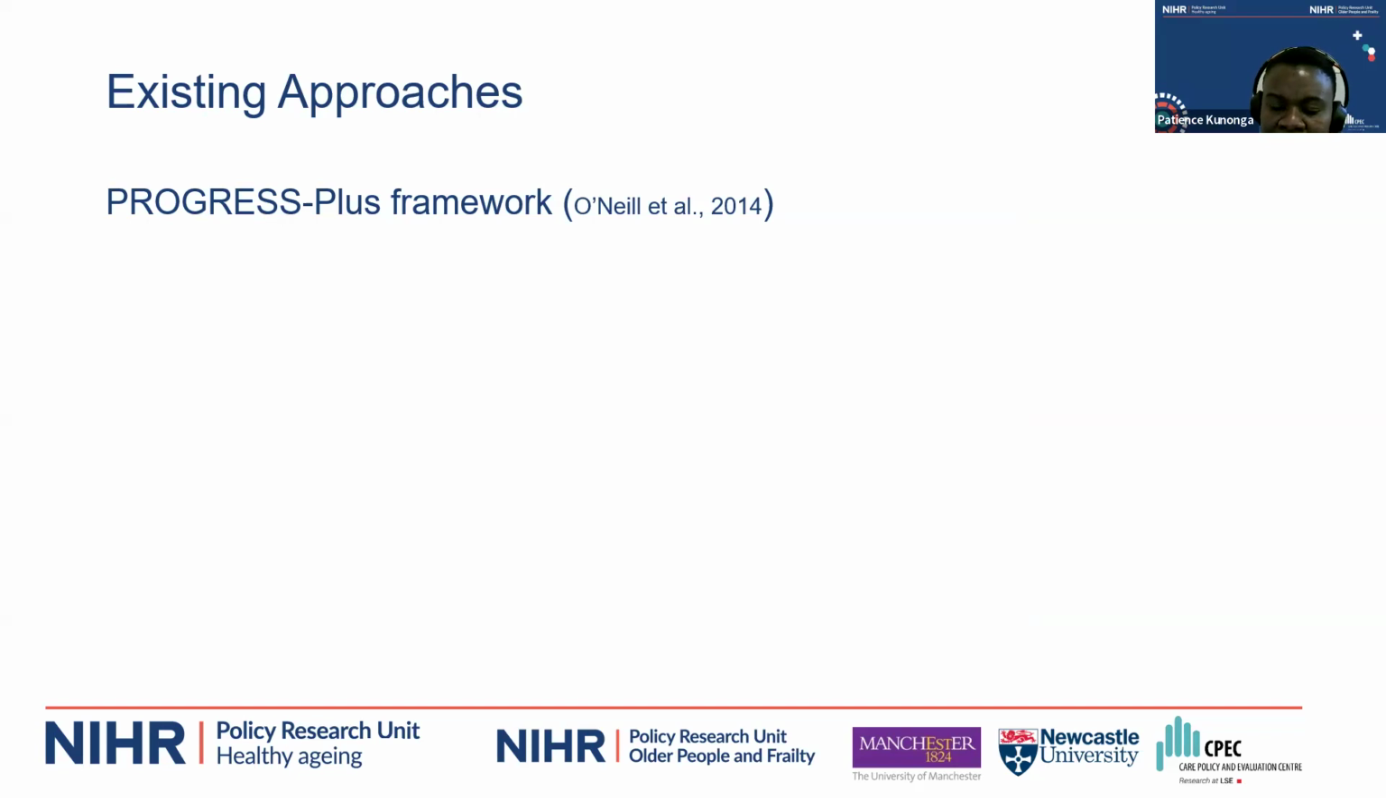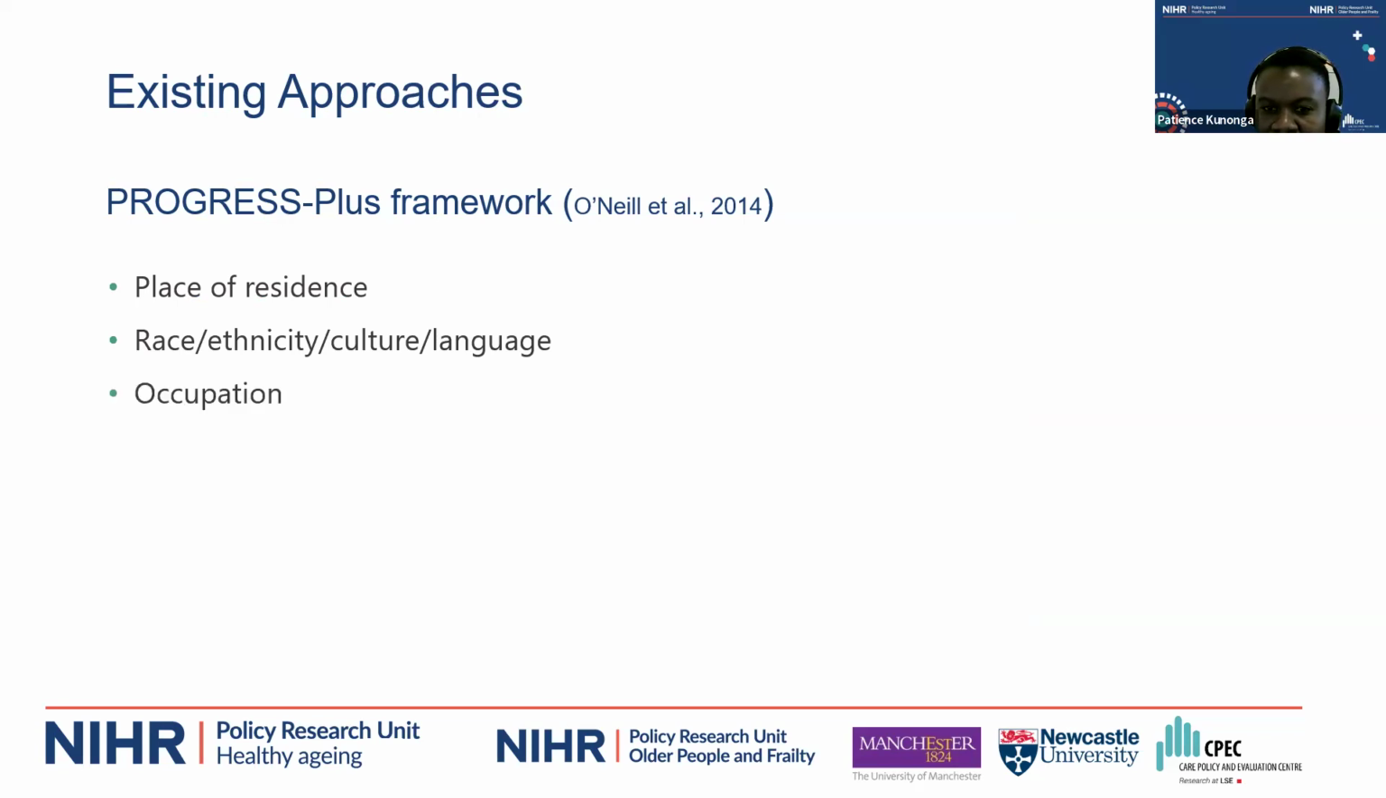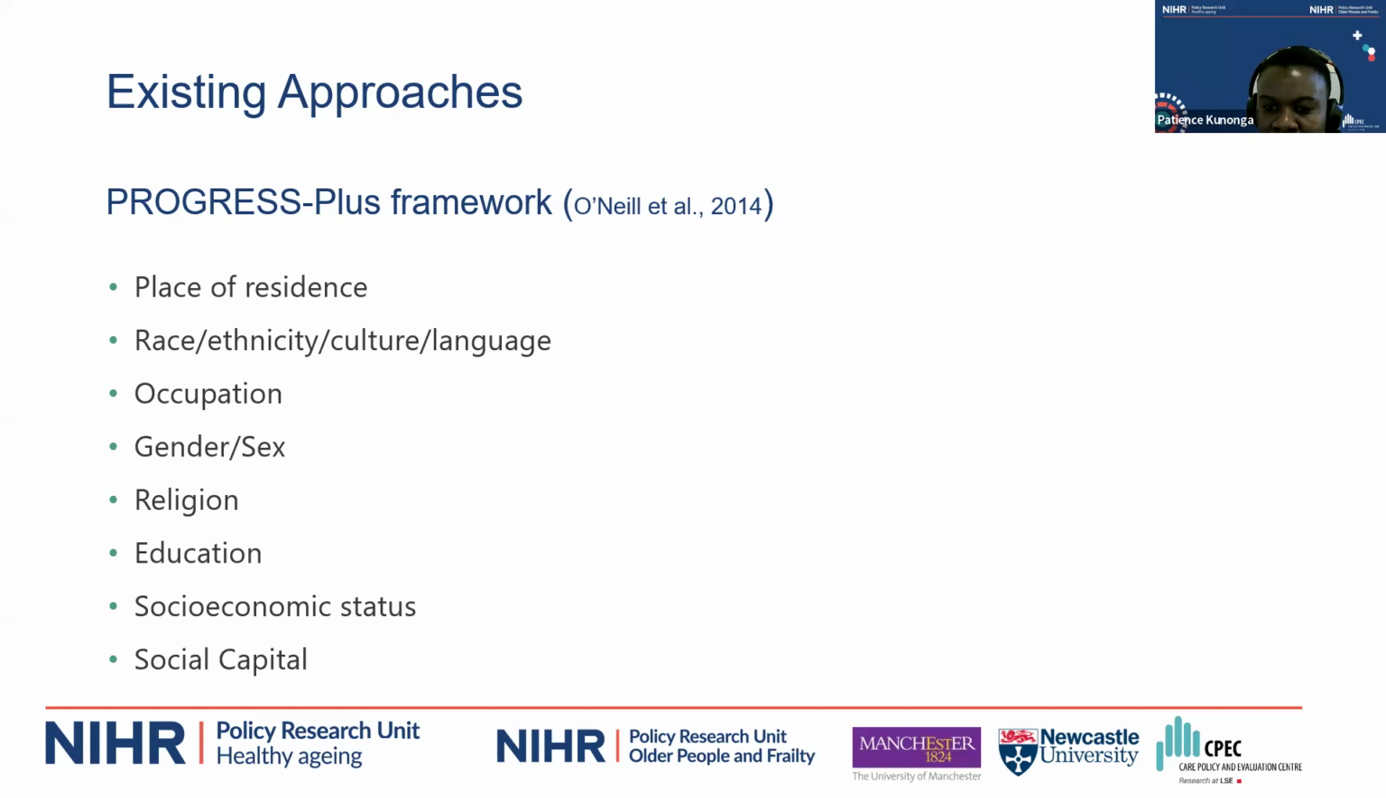One prominent framework is the Progress Plus framework, which focuses on key determinants of health disparities, including place of residence, race or ethnicity, occupation, gender or sex, religion, education, socioeconomic status, and social capital. While the plus signifies additional factors like age, disability, and sexual orientation, but this is just a few. There could be other factors as well that we could list here.